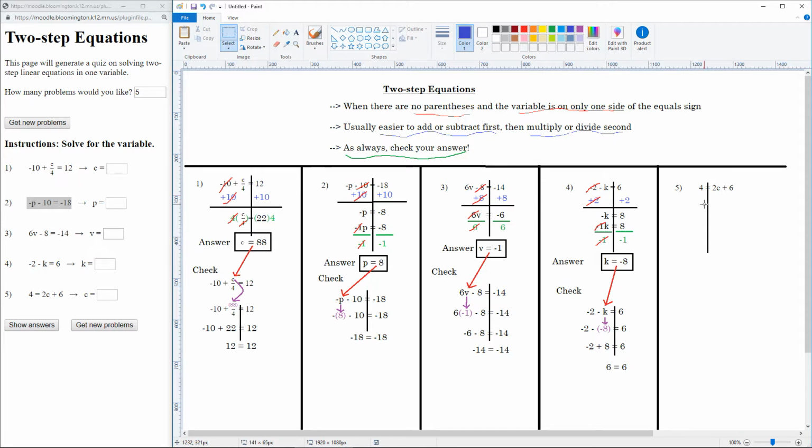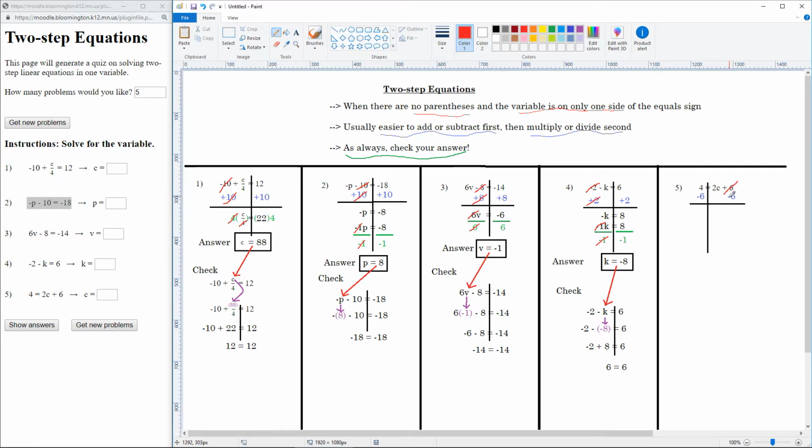Number 5 here, we finally get to a problem where the variable is on the right side, but remember, don't let the 4 on the left fool you. I have no problem with the 4 on the left. We gotta get rid of the 2 on the right and the 6 on the right. So we said easier to add or subtract first. So that +6, I'm gonna cancel that. I'm gonna subtract 6. So when we subtract 6 on the right, we've got the 2c plus 6 minus 6.